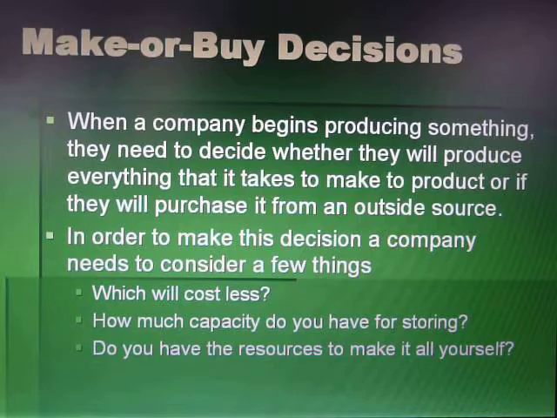Part of supply chain management includes making the make or buy decision. When a company begins producing something, they need to decide whether they will produce everything that it takes to make the product, or if they will purchase it from an outside source. In order to make this decision, a company needs to consider a few things. Which will cost less? Is it less expensive to get the product from an outside source? Or is it less expensive to produce the product ourselves?